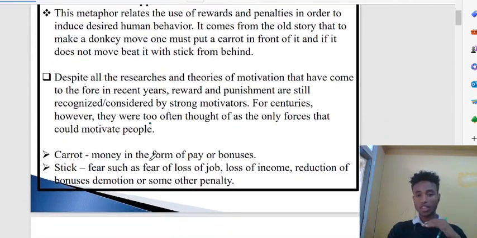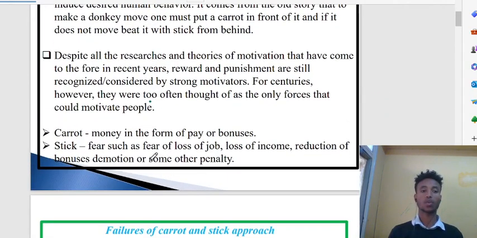In this theory we see the carrot as money, in the form of payment and bonuses. However, the stick is the negative side, in the form of fear or force, job loss, and loss of income.